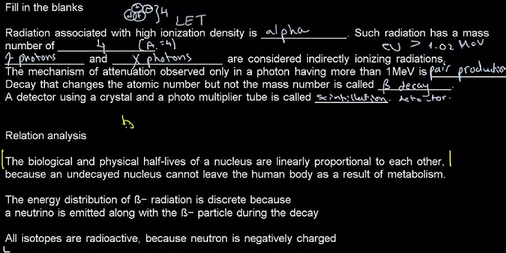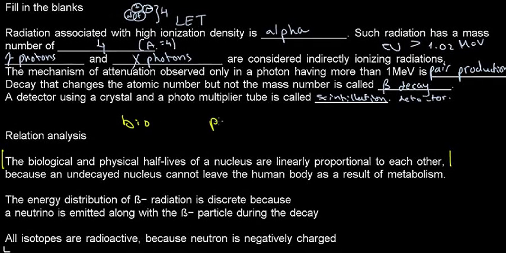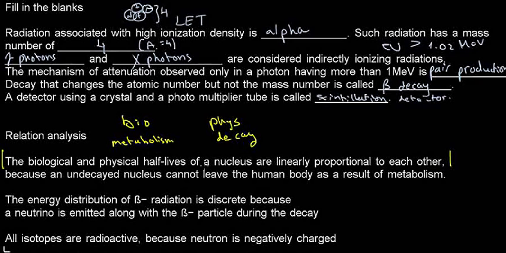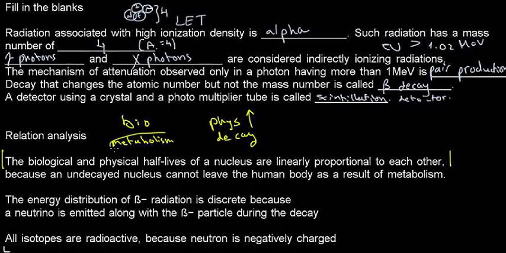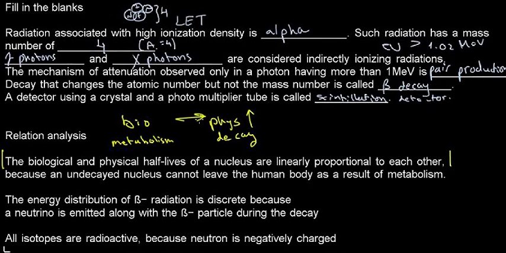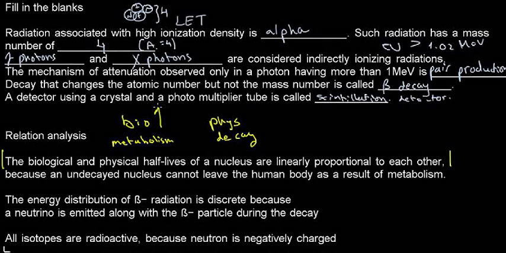Really, what does that mean? The biological half-life and the physical half-life. Biological you can say is metabolism, excretion, secretion. And physical half-life is decay, or radioactive decay. And when the radioactive decay rate goes up, let's just say it's really quick, that doesn't mean that the biological system is going to have higher metabolism, or it's going to secrete it quicker, and vice versa.